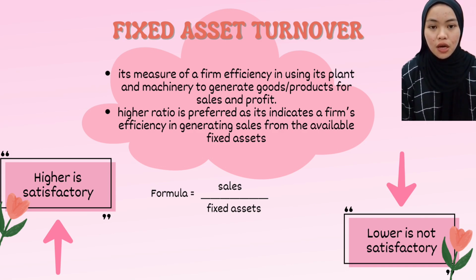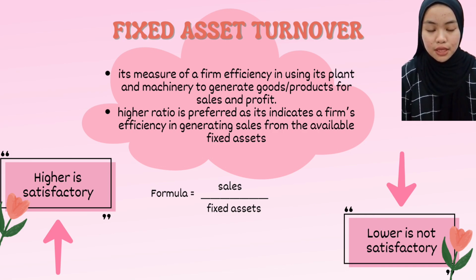So today, I will explain about the fixed asset turnover. The fixed asset turnover measures a firm's efficiency in using its plant and machinery to generate goods or products for sales and profit. The higher ratio is preferred as it indicates a firm's efficiency in generating sales from the available fixed asset. So which means the higher amount of the fixed asset turnover is satisfactory than the lower amount of the fixed asset turnover.